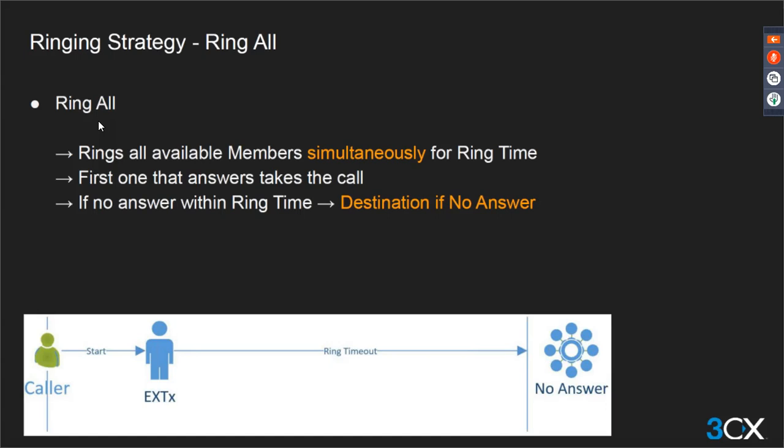So the next one is the ring all strategy. As I said before, it will ring all available ring group members, that is, members which are not already on a call, simultaneously for the duration of the ring time. I have had this question historically as well. Say you have 3 people who are part of the ring group, and one of the extensions is already on a call. Now a call comes in. Only the 2 available handsets will ring. It will ignore the one on the call.